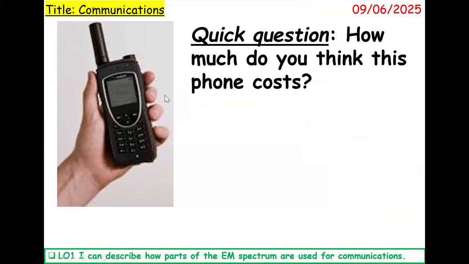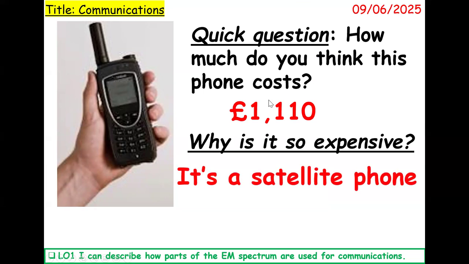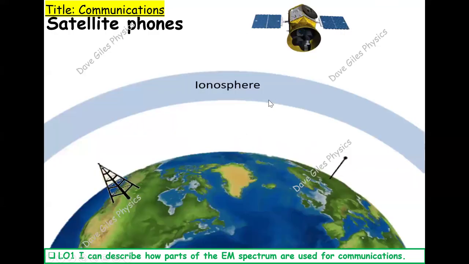However, these are a different kind of phone here. Now, how much do you think this costs? Well, I looked this up about 5 years ago, so the price might have changed, but you're looking at well over £1,000, or in Malaysia, for example, that's about 6,000 ringgit. So why is it so expensive? It's because it's a satellite phone, and you're going to get better reception with it.